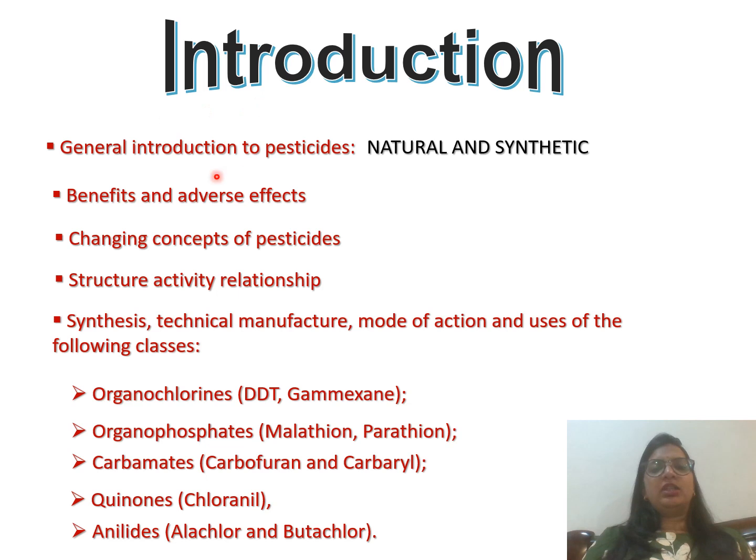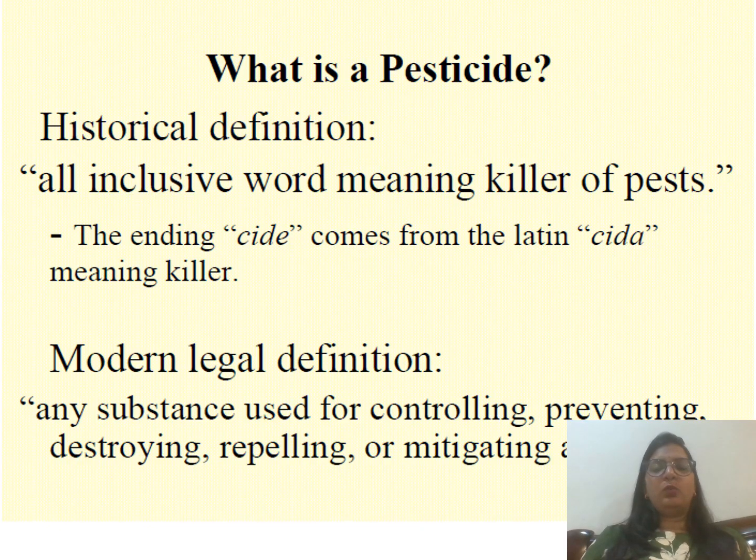The first unit comprises the types of pesticides, their adverse effects and benefits. It will also tell us about the structure activity relationship between the various pesticides. After that, we will be able to understand the synthesis, technical manufacture, mode of action, and uses of the following pesticides. So let's start with the definition of pesticide.